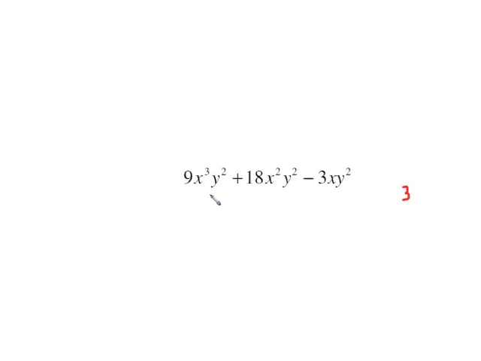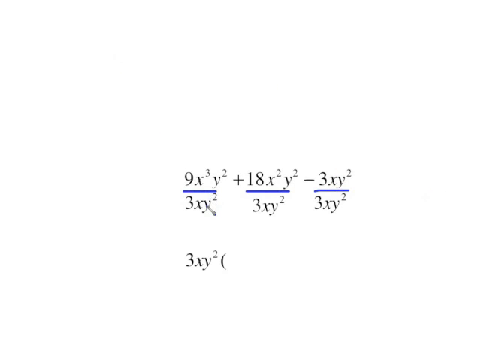Between 9, 18, and 3, the GCF is going to be 3. For our x's, x cubed, x squared, x, which is x to the first, take the least power that's there, so it's x. And for the y's, we have a y squared in all 3 places, so y squared is also part of the greatest common factor. We are going to divide by that 3xy squared. Underneath each term, we're also going to write it out here in front of the parentheses. And now we're ready to do our canceling.